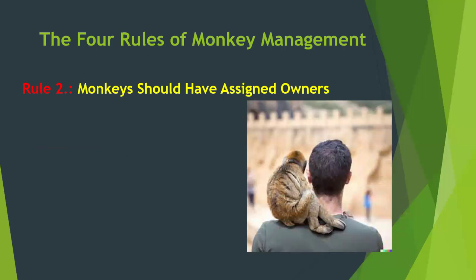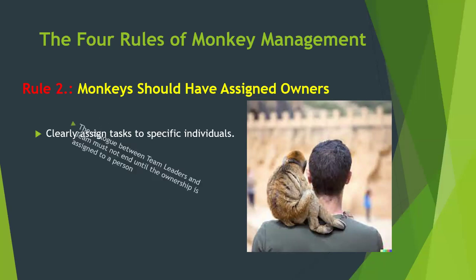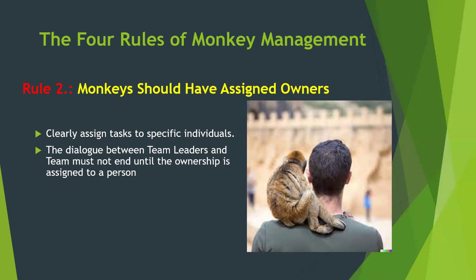Then the second rule says that monkeys should have an assigned owner. Yes, let everybody carry their monkey. Let everybody feed their monkey. So every day, before you leave an office or a meeting, a board meeting, list all the tasks you need to do. Then make sure you assign each monkey to who will feed them, the owner of that monkey. Clearly assign tasks to specific individuals. The dialogue between team leader and team must not end until the ownership is assigned to a person.